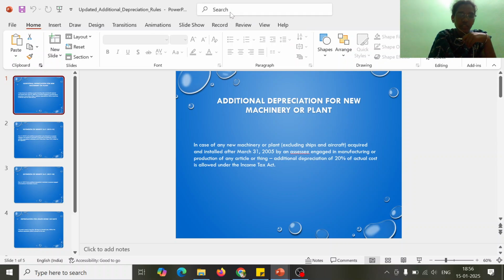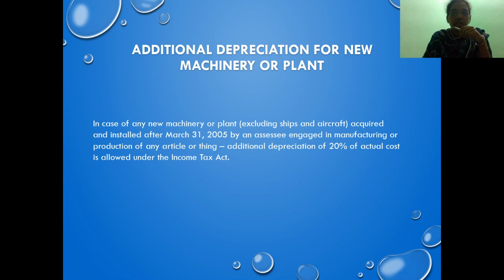Welcome back, dear students. Today we will see when an assessee can claim additional depreciation and on what assets he can claim it. Additional depreciation is in addition to the normal depreciation. So apart from claiming normal depreciation, there are certain assets which qualify for additional depreciation. What are those assets and when do we claim additional depreciation?